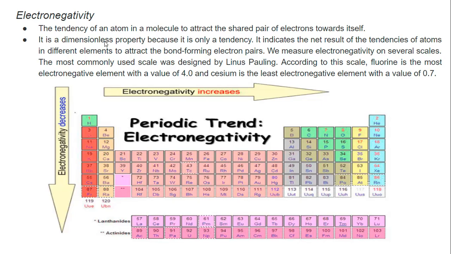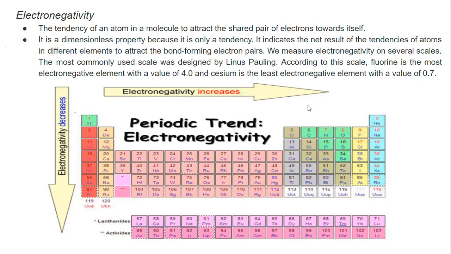Because it is a tendency to attract an electron, it is a dimensionless or unitless property, because it only describes the tendency. It indicates the net result of the tendency of atoms in different elements to attract the bond-forming electron pairs. We measure electronegativity on several scales. The most commonly used scale was designed by Louis Pauling. According to his scale, fluorine is the most electronegative element with a value of 4, whereas cesium is the least electronegative element with a value of 0.7.